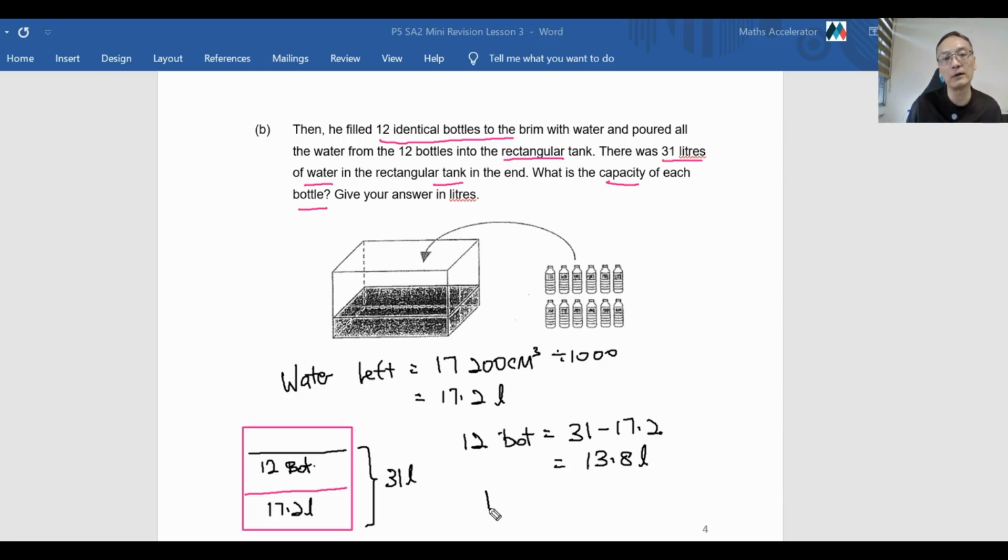So from here we can find one bottle: 13.8 divided by 12, and we will get 1.15 liters. So our answer, we're advised to express our answer in liters, which we did. So we will get 1.15.